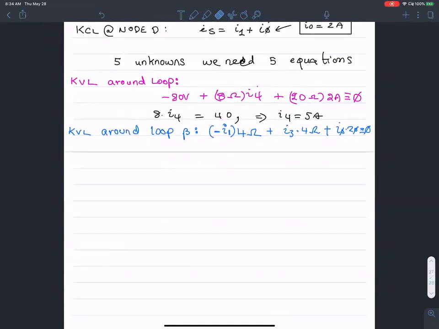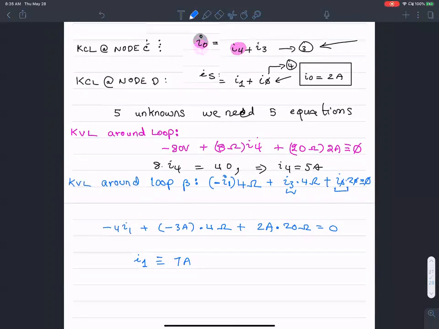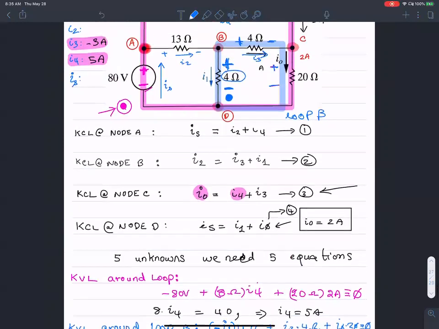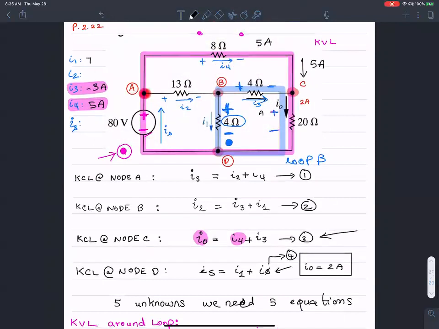So negative 4I1 plus I3, which is negative 3 amperes, times 4 ohms, plus I0, which is 2 amperes, times 20 ohms. That is 0. And it should give us a value for I1. What is the value for I1? I believe it's 7 amperes. 7 amperes is correct. Okay, I1 comes out to be 7 amperes. So let's see, this guy is 7 amperes.